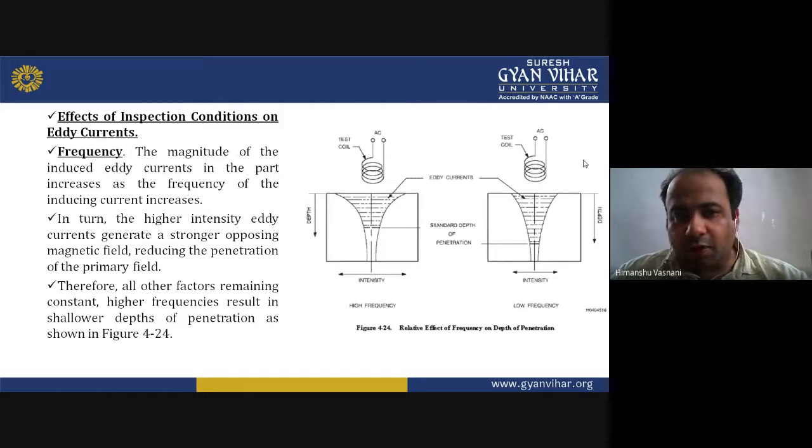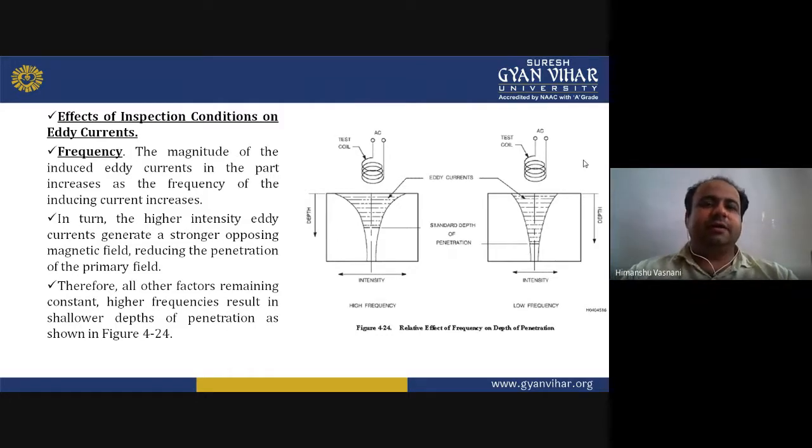The magnitude of the induced eddy current in the part increases as the frequency of the inducing current increases. In turn, the higher intensity eddy currents generate a stronger opposing magnetic field, reducing the penetration of the primary field. You can see in the diagram on the right hand side the standard depth of penetration is shown.